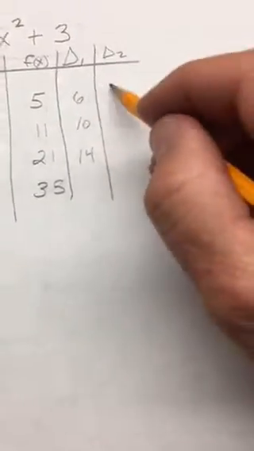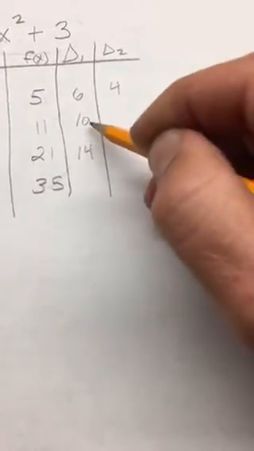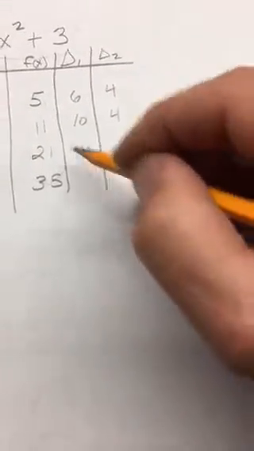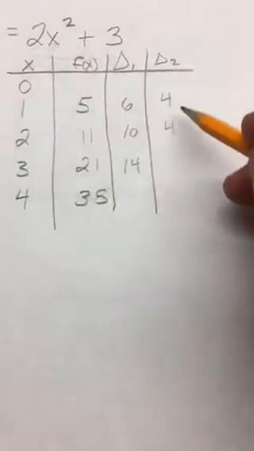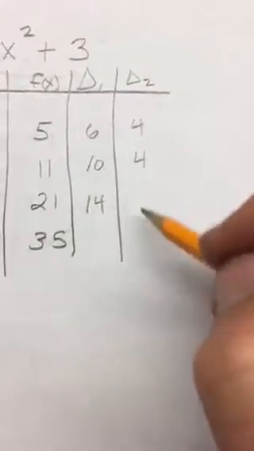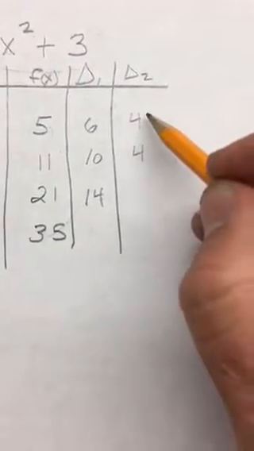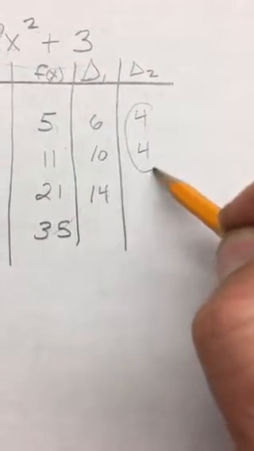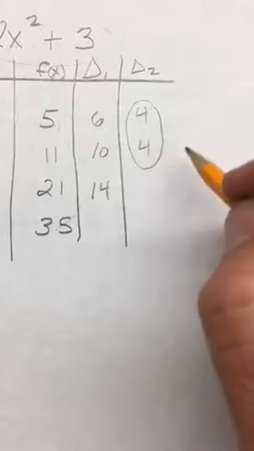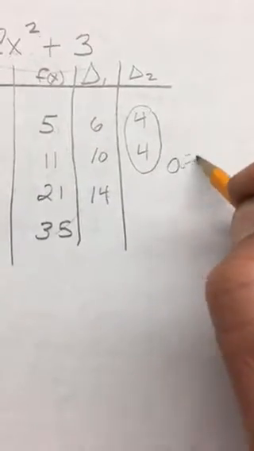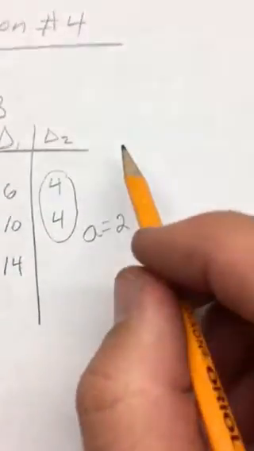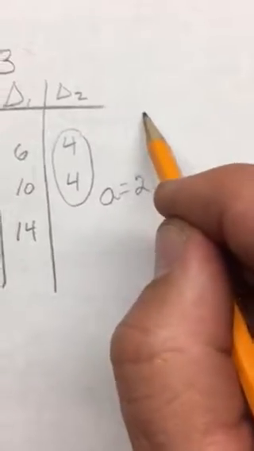10 minus 6 is 4. 14 minus 10 is 4. If we kept going with this pattern, you would see that these 4s are just going to repeat themselves. Now, what's half of 4? Do you guys remember? Because this is kind of the trick. Half of 4 is 2. So a equals 2.